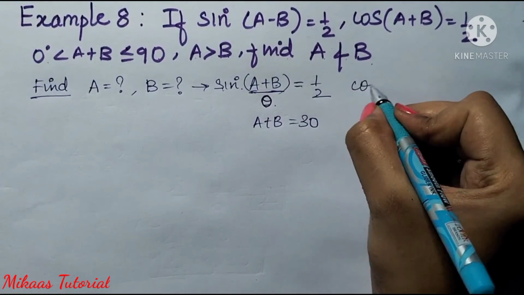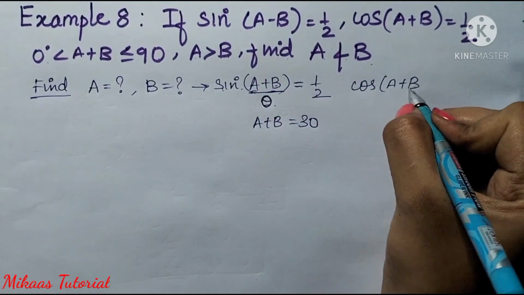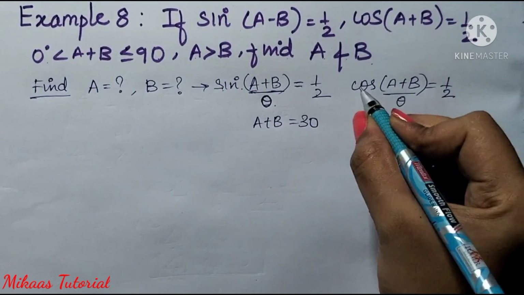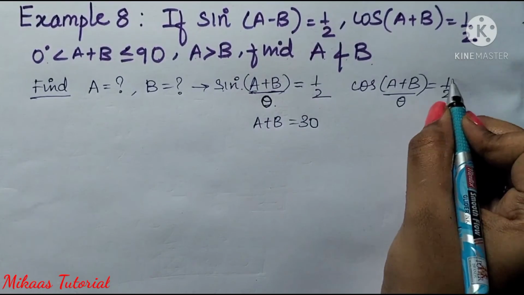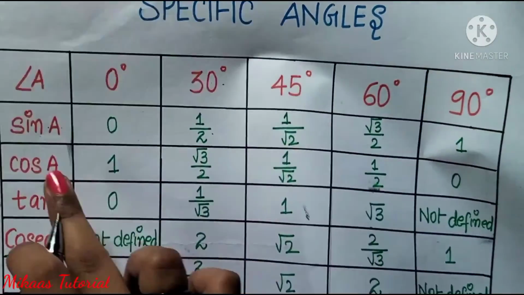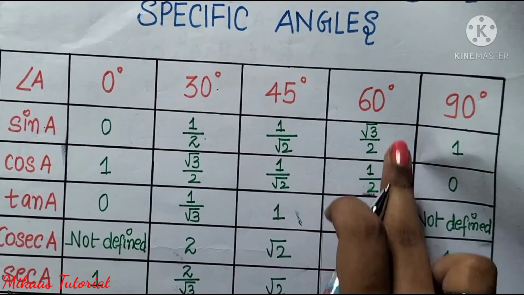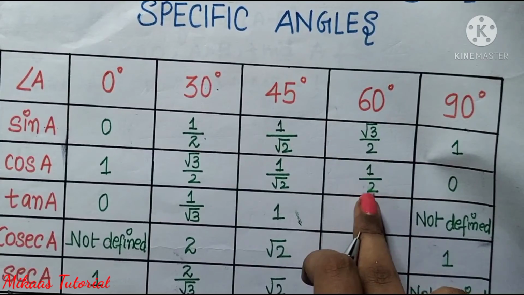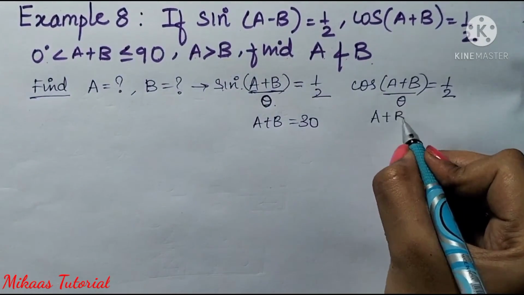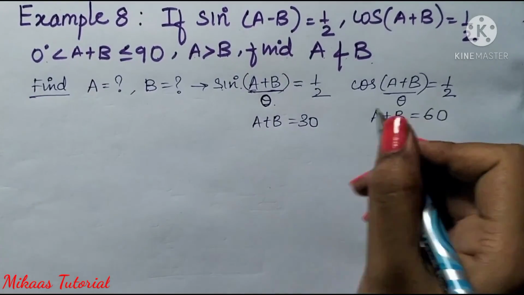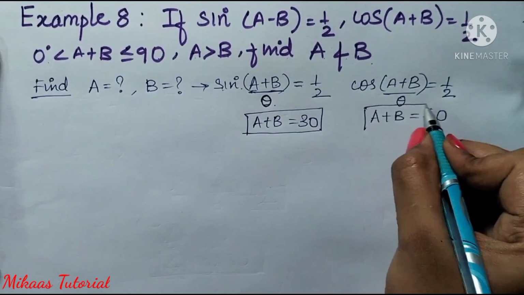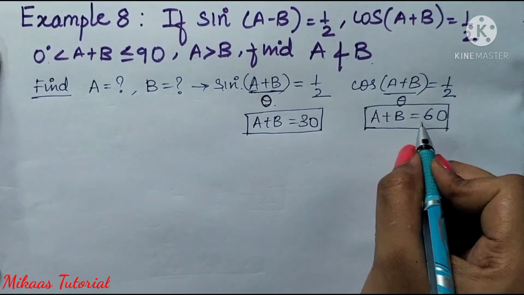In the same way, at what angle theta is the cos value equal to 1 by 2? This is theta. At what theta is the cos value 1 by 2? Again go to the table. Keeping the table in mind, cos is 1 by 2 at 60 degrees. See, 1 by 2 at 60 degrees. So, A plus B is equal to 60 degrees. You got the two equations. So, knowing the two equations, we can derive the A and B values.